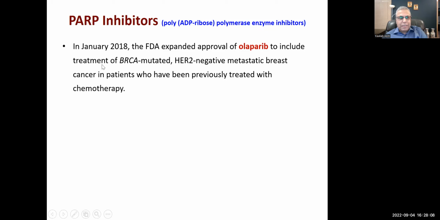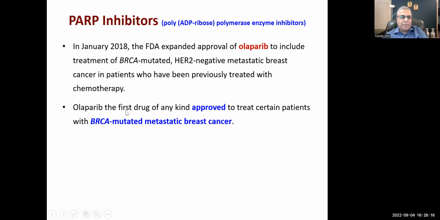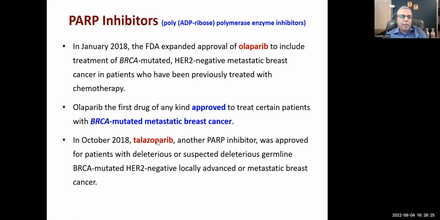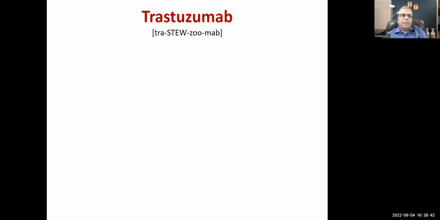All right, so again, this is used in a specific situation when the BRCA gene is mutated. Olaparib is the first drug of any kind approved to treat certain patients with BRCA-mutated metastatic cancers. We have another one as well, which is talazoparib, another PARP inhibitor. It was approved for patients with deleterious or suspected deleterious germline BRCA mutations in HER2 negative patients. Okay, so again, very specific situations and very expensive drugs.